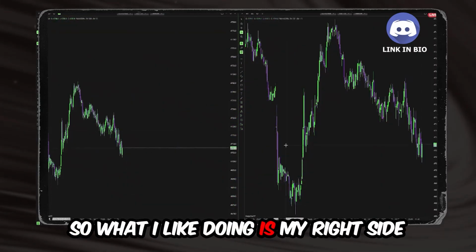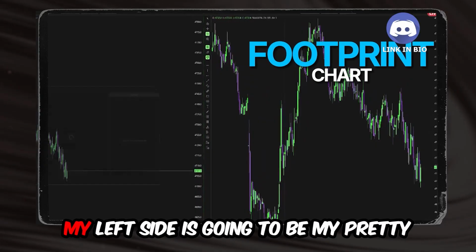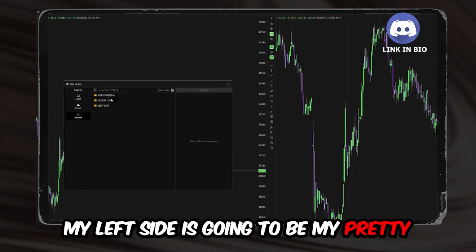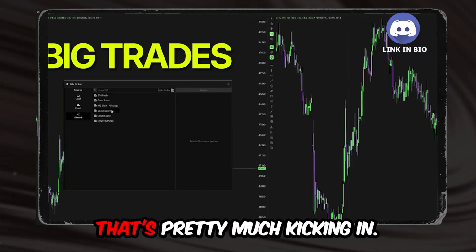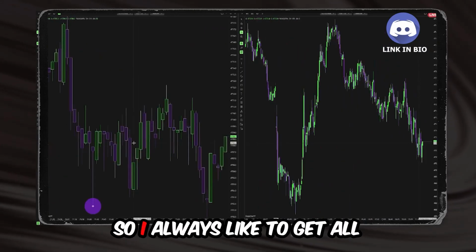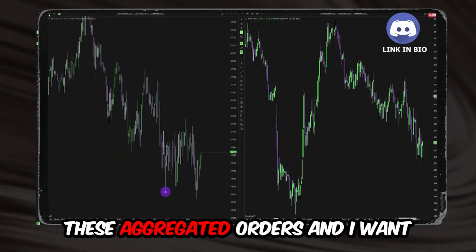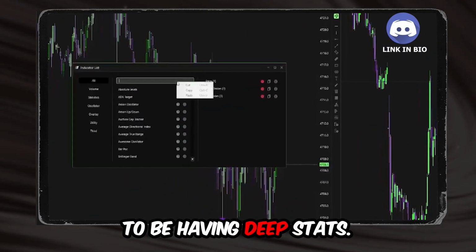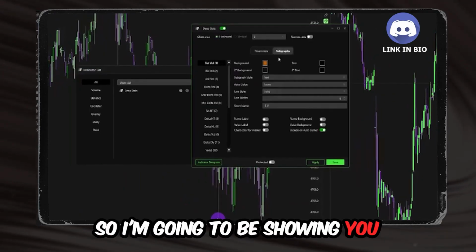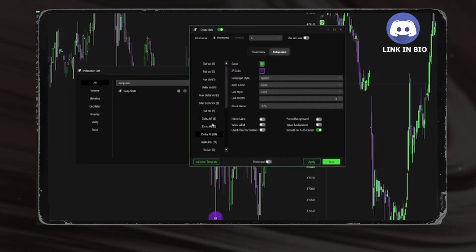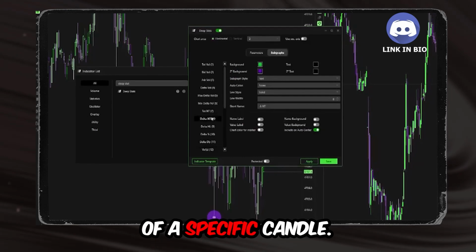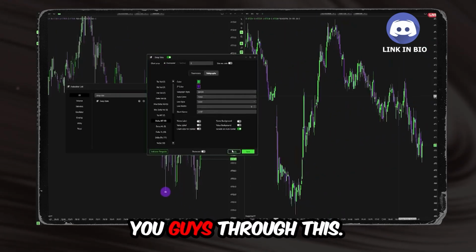So what I like doing is my right side is always going to be my footprint. My left side is pretty much for understanding the big trades that are kicking in. So I always like to get all these aggregated orders and I want to be having deep stats. I'm going to show you everything, how I set it up. Always have delta percentage of a specific candle. So let me just walk you through this.